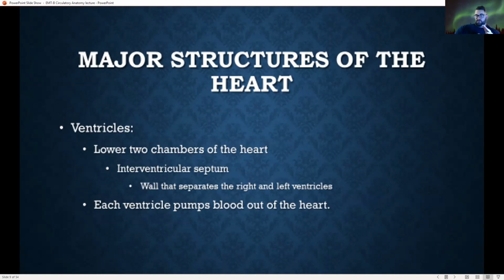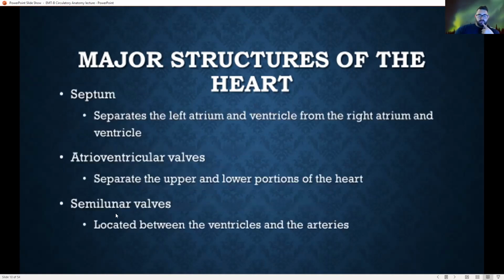All the ventricles do is they do what? They pump blood out of the heart. The right ventricle will pump blood to the lungs for it to be oxygenated. The left ventricle will do what? It'll pump blood throughout the rest of the body. Those guys are divided by a septum as well.